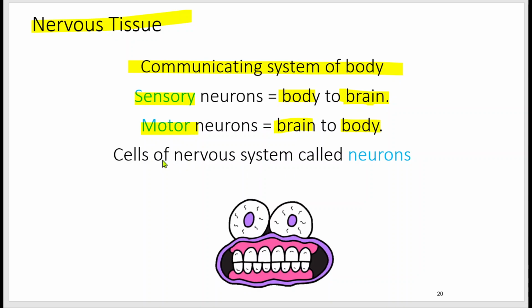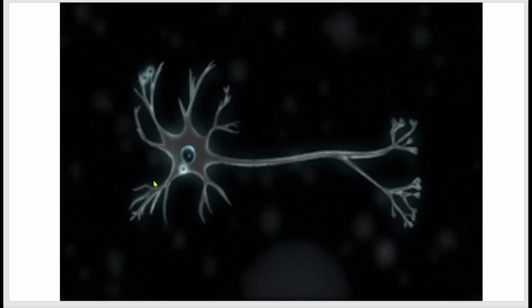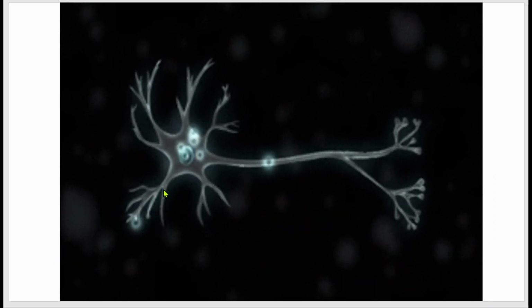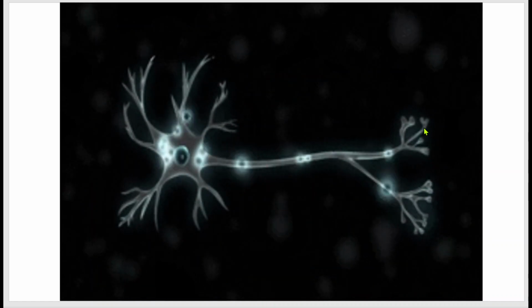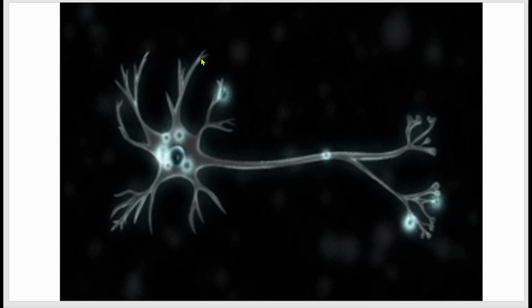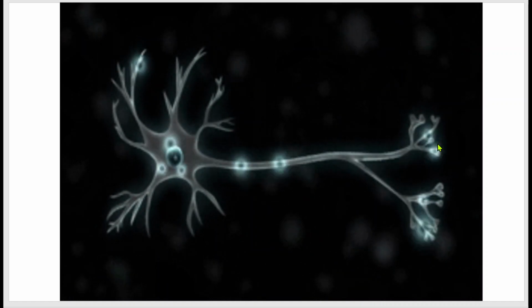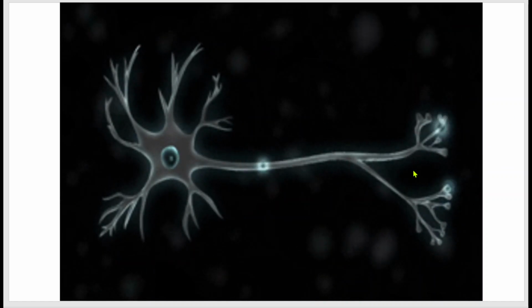And the cells of the nervous system, we call them neurons. So like this is an example of a neuron, and this is just a nice simulation of how the nerve impulses move from one cell. Like this cell would end in another one, and then they move to the body and they move through and they go to the next one.